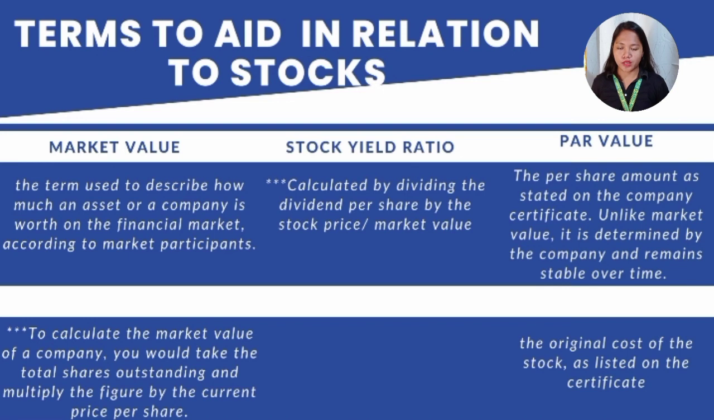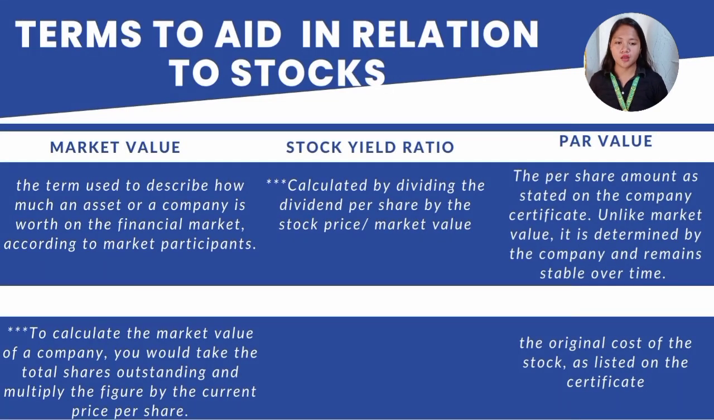Stock yield ratio, calculated by dividing the dividend per share by the stock price, or market value. Par value, the face share amount as stated on the company certificate. Unlike market value, it is determined by the company and remains stable over time. The original cost of the stock as listed on the certificate.